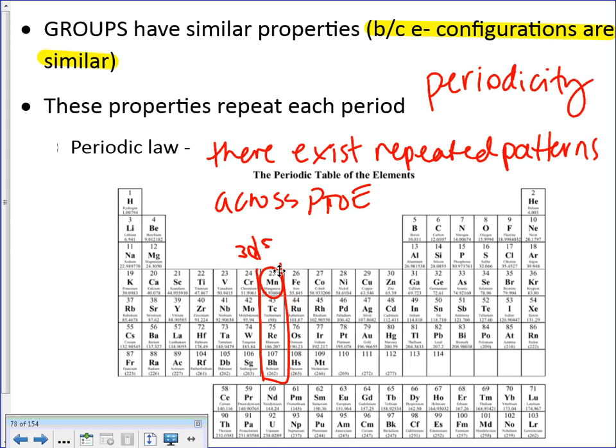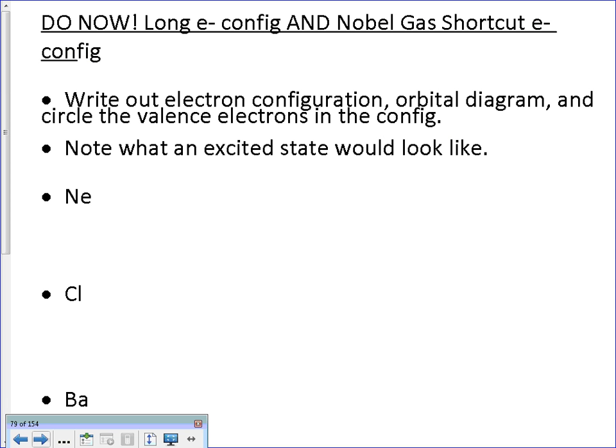So let's look into a little bit more depth about the electron configuration. So this is something you should be able to do, and if you've not watched the video, watch it during teal. I want you to write out the longhand, the shorthand, and orbital diagrams for each of these. So let's kind of look at one by one.